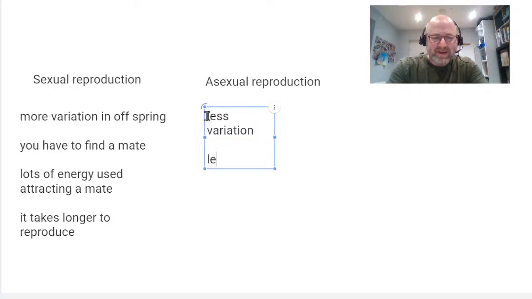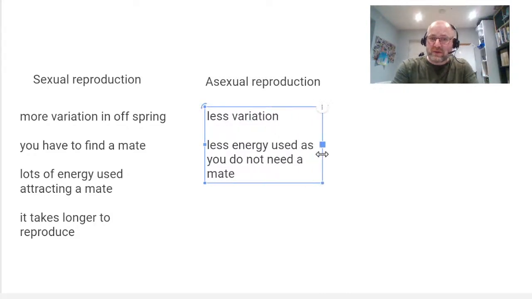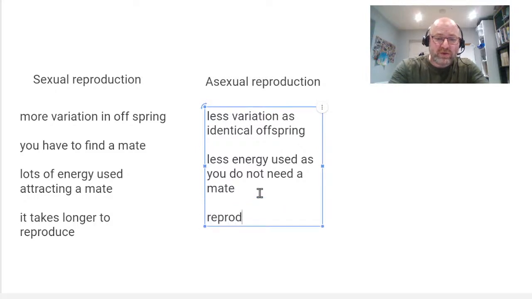However, asexual reproduction, the disadvantage is less variation, which means you're less likely to adapt to changes in the environment. However, less energy is used, as you do not need a mate. So you don't need someone to reproduce with, you're just copying yourself. So less variation, obviously, as identical offspring. Less energy, as you do not need a mate, and you reproduce faster.